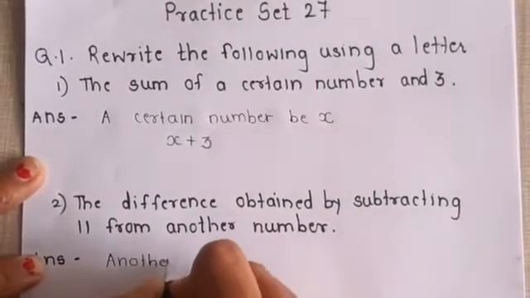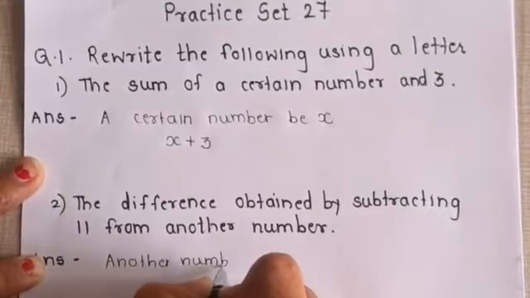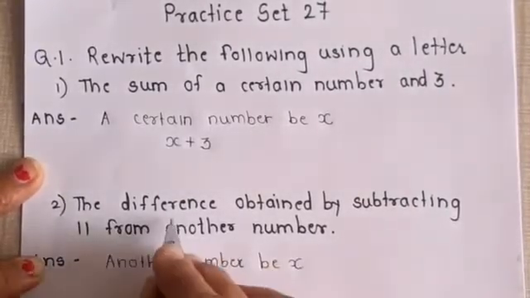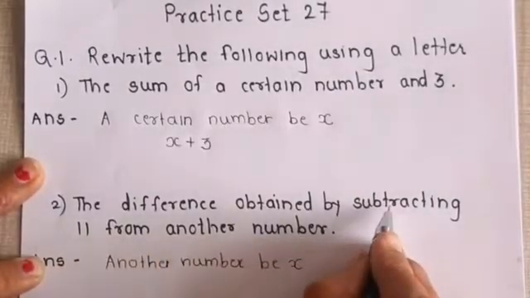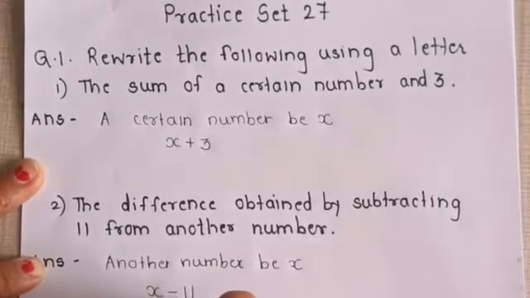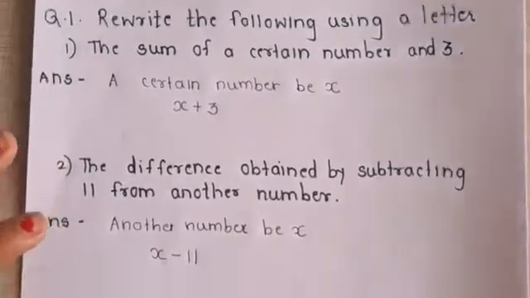Now, the second is the difference obtained by subtracting 11 from another number. Let another number be x. The difference here means subtraction. So how will we write it? x minus 11. This is our second equation.